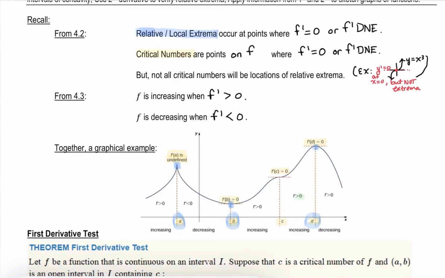Okay, now let's look at where f is increasing, which is where f prime is greater than 0. So all these locations where f prime is greater than 0, this is where we are increasing. So we can see all these intervals where the rate of change or the derivative is positive. These are all intervals where the function is increasing. And then lastly, where the function is decreasing is where the derivative or the rate of change is negative.